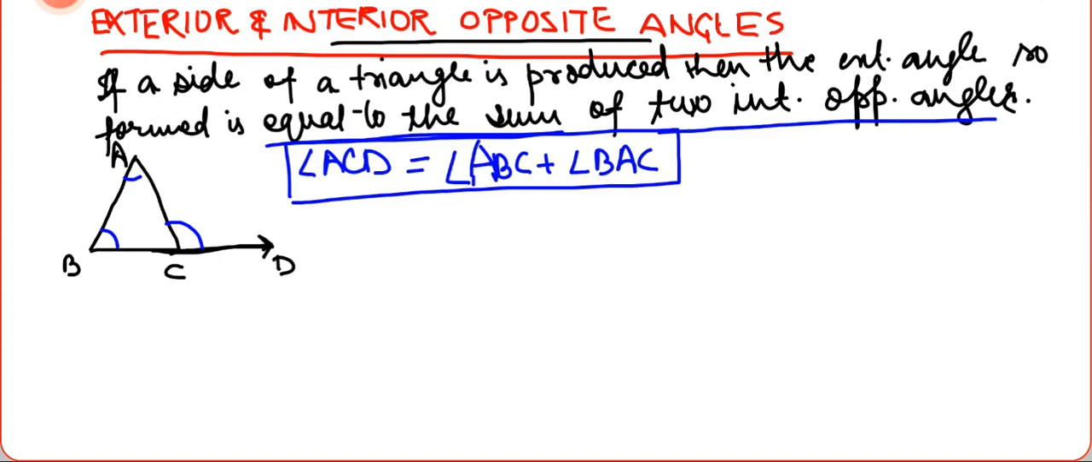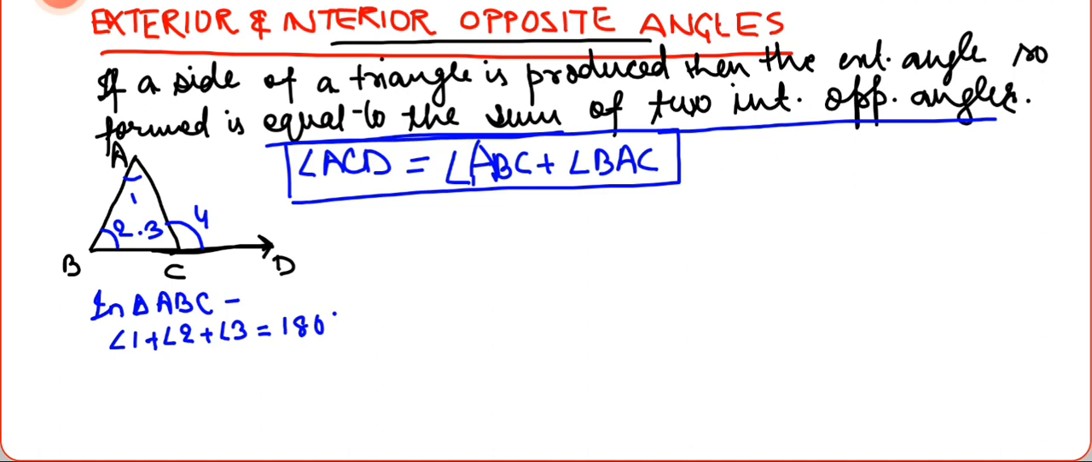Okay. So let's move to the proof side. Let us consider this is angle 1, this is angle 2, this is angle 3, and let us consider this is angle 4. Okay, students. So, students, in triangle ABC, we know from the angle sum property of a triangle that angle 1 plus angle 2 plus angle 3 is equal to 180 degrees. Okay, we know this already from the angle sum property of a triangle.